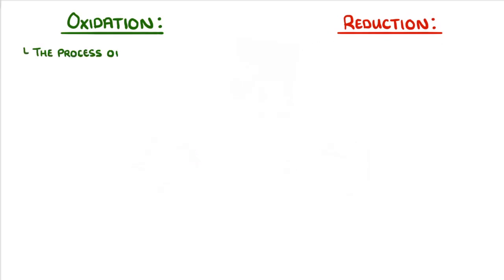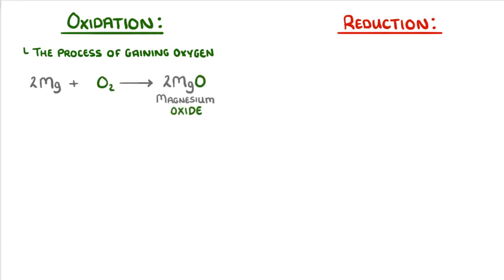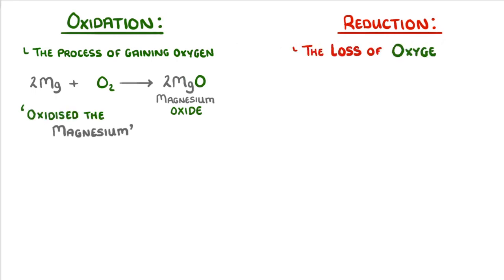Oxidation refers to the process of gaining oxygen. For example, if we combined magnesium with oxygen to form magnesium oxide, we could say that we oxidized the magnesium. Meanwhile, reduction is the loss of oxygen. So if we broke our magnesium oxide back into magnesium and oxygen, we would have reduced the magnesium.